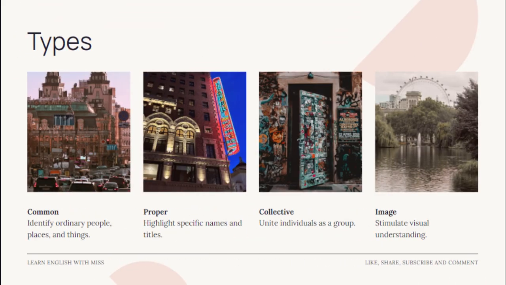There are different types of nouns. Some of them are common, some of them are proper, some are collective nouns, and some are also known as image nouns. Common nouns identify ordinary people, places, and things. Proper nouns highlight specific names and titles. Collective nouns unite individuals as a group, and image nouns stimulate visual understanding.